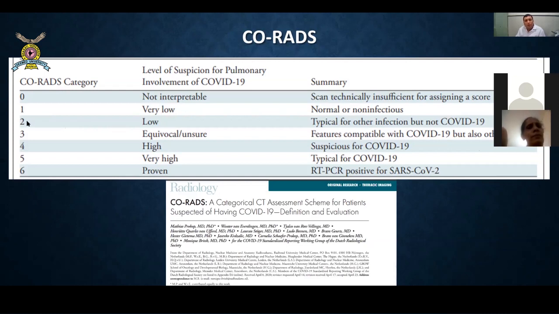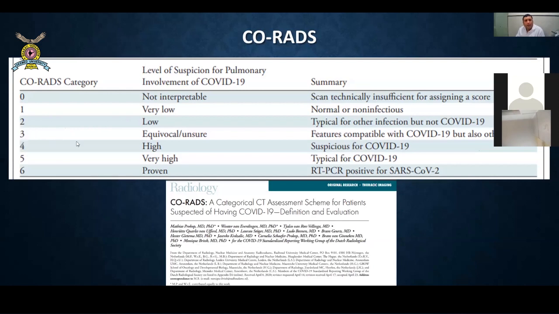In category 2, the suspicion for pulmonary involvement is low, and you will see changes in the lung parenchyma which are typical of diseases other than COVID-19. For example, in pulmonary tuberculosis, you will see a cavitary lesion in the apical lobe with surrounding consolidation and a tree-in-bud appearance, or multiple nodules. So in that case, you will categorize that lesion as category 2.